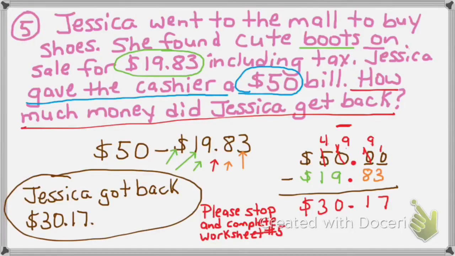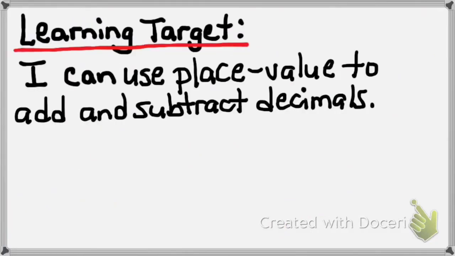Remember that money is decimals. If there's change, change is less than $1, less than one whole dollar. So that is decimals. It follows the same rule as decimals. So hopefully at this point you can confidently say I can use place value to add and subtract decimals.